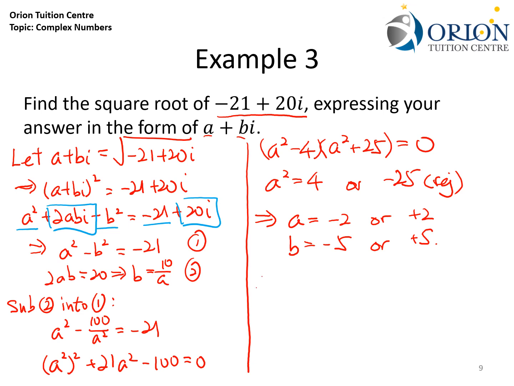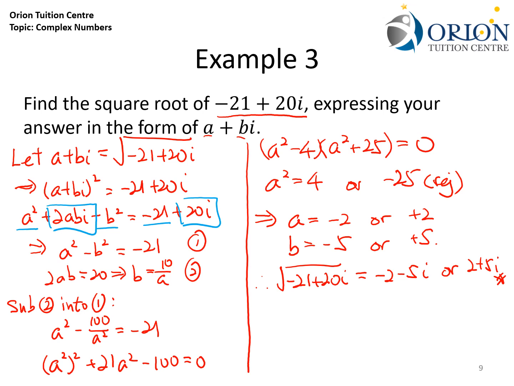And therefore, we know that the square root of negative 21 plus 20i can either be minus 2 minus 5i, or it can be 2 plus 5i.